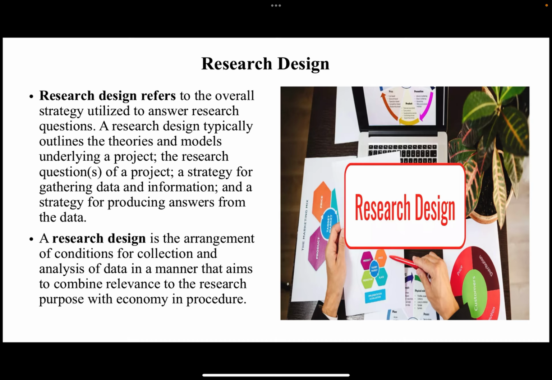Now, in health system research, research designs are largely classified into two. We have the experimental research designs and we have the non-experimental or observational research designs. Now, apart from the main classifications, we are looking at other classifications.